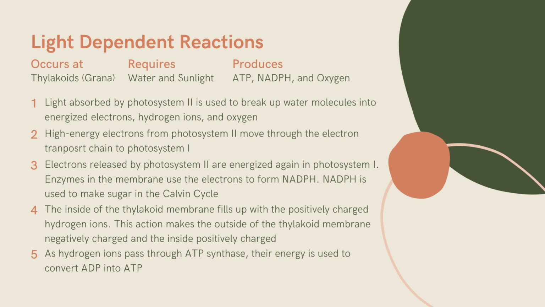The hydrogen ions left behind when water is broken apart are released inside the thylakoid membrane. So far we have released oxygen atoms, which is very crucial for organisms such as humans and other animals. So that is why we are also benefiting from photosynthesis.